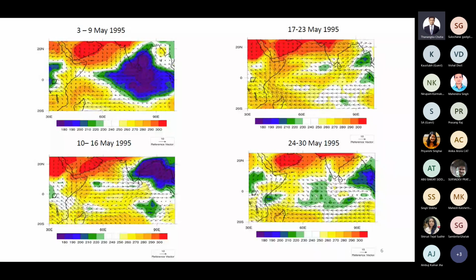There is no signature of westerlies, and you could also see that initially when the system had set up, it draws the cross-equatorial current. But this cross-equatorial current also gets weakened by 24 to 30th May in 1995. So this is how the events progressed. They call it a bogus onset, but I don't see any pattern of onset during 1995. That's what it is. So let's go ahead.